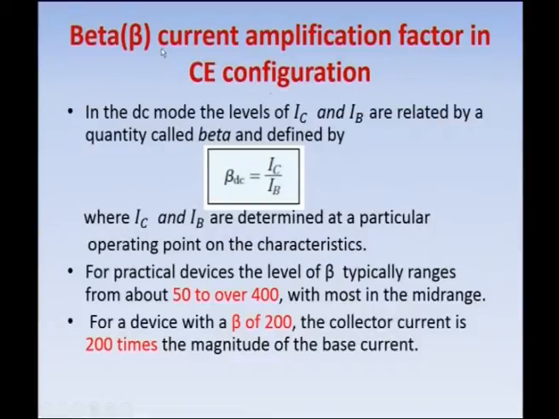And next is beta, which is the parameter that relates the output current and the input current in the common emitter configuration. Similarly, alpha is the parameter which relates output and input current in common base. Here beta in DC mode is IC by IB, where IC is the output current and IB is the input current in the common emitter configuration. Its value is from 50 to 400, and if beta is taken as 200, then the output current is 200 times amplified from the input base current. So, this configuration is used for current amplification, but in common base only voltage is amplified, and the current is constant when you look at the input and output. Here you can amplify current, voltage, and also power when the transistor is biased in its active region.